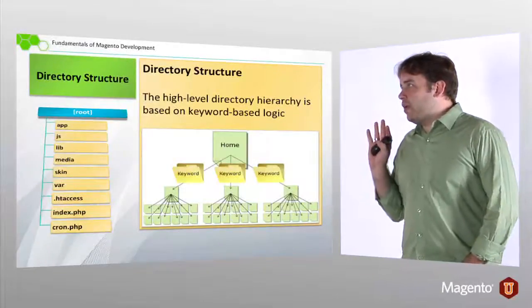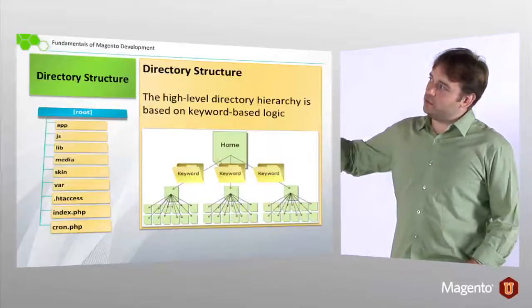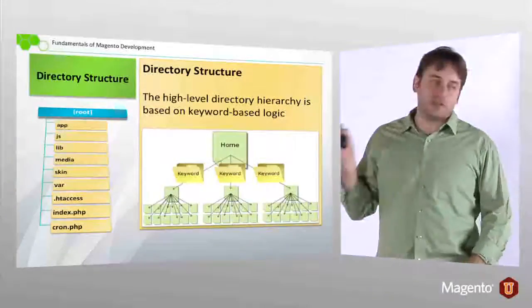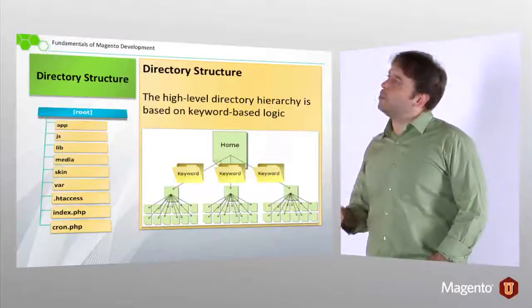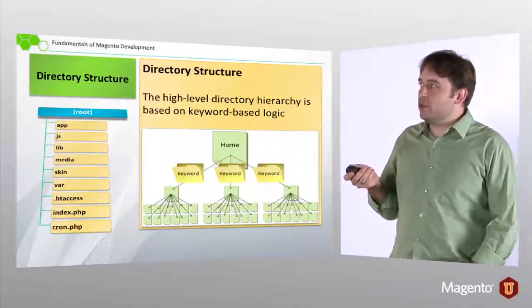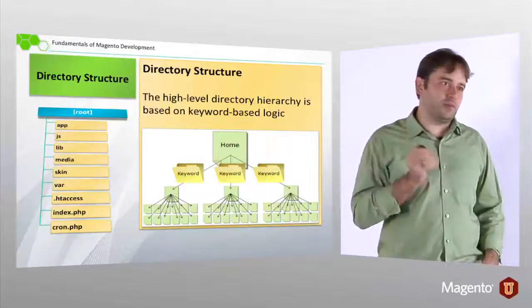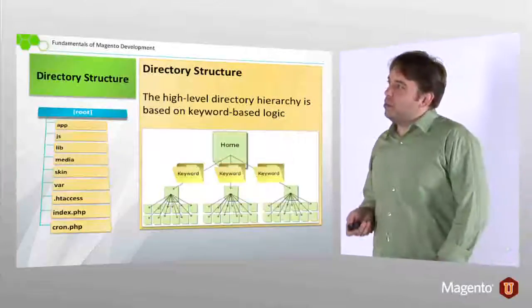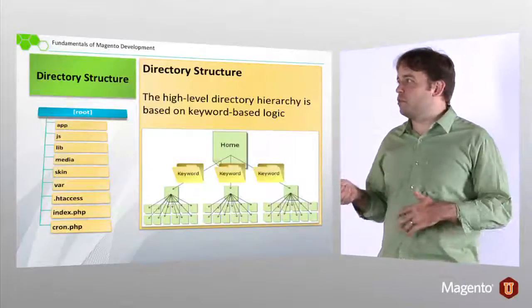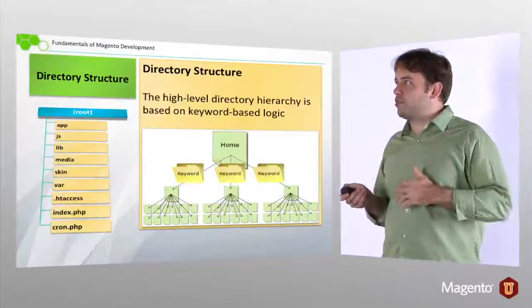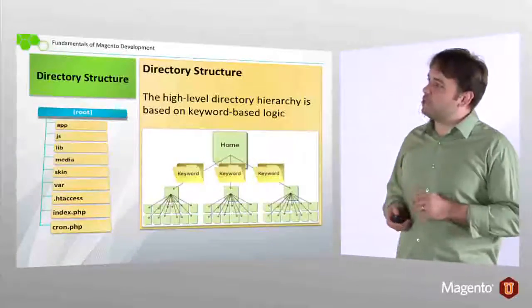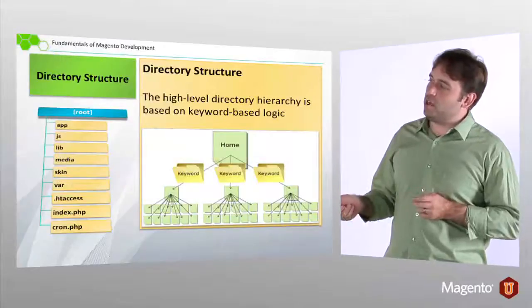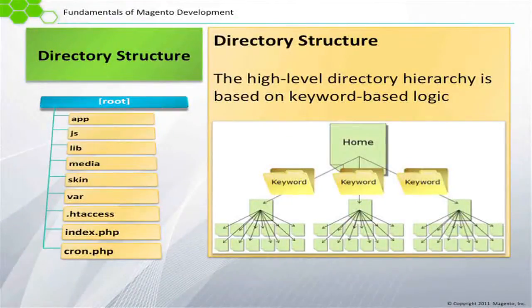So the idea, of course, is that at the highest level, you have these keywords that denote what's going on. The important thing to remember, for app, for example, is that those files are never accessed directly by someone's browser, whereas files under skin always are. Media is for storage, library is for different library files, and JavaScript is for your, well, we'll look at JavaScript in a second. And then, of course, you have index.php, your htaccess file if you're using Apache, and cron.php. We'll be explaining all of these in a little more detail.